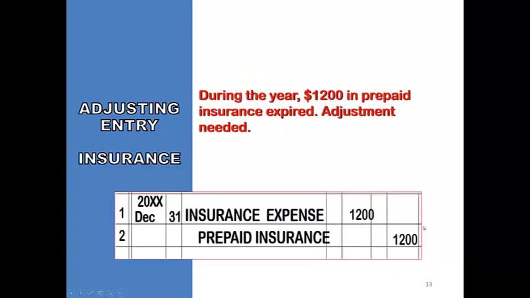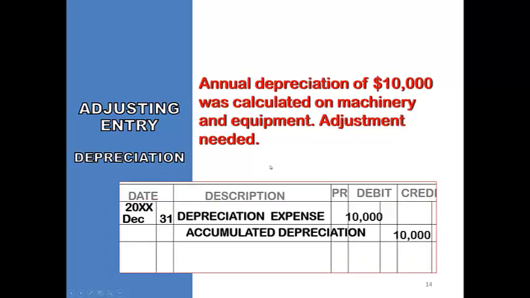And then here is the insurance adjusting entry. It says during the year $1,200 in prepaid insurance expired. Expired means it was used up, so that needs to be recorded. We're going to record the amount that we used up as a debit to insurance expense for $1,200 and then a credit to prepaid insurance. To record depreciation, we debit depreciation expense and credit accumulated depreciation for the amount of depreciation calculated on an asset.